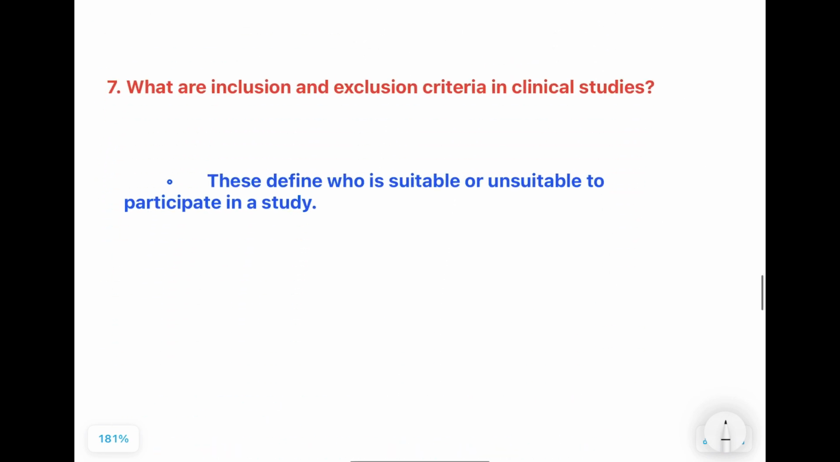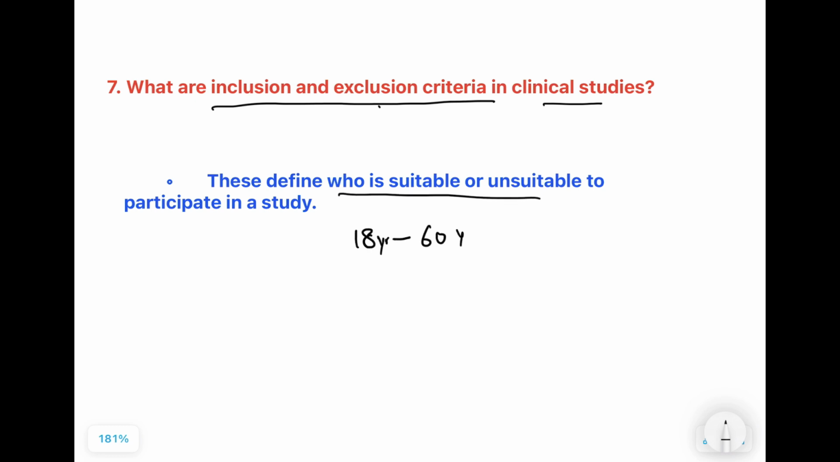Now another question that can be asked is, what are the inclusion and exclusion criteria in clinical studies? In simpler words, this is the admission criteria. So basically this is to check who is suitable. Suppose we need a population in any study from 16 years to 60 years, that is one of our inclusion criteria. So who will be excluded? Suppose a 17-year-old boy, he will be excluded. He won't be able to take part, right? So that is basically admission criteria.